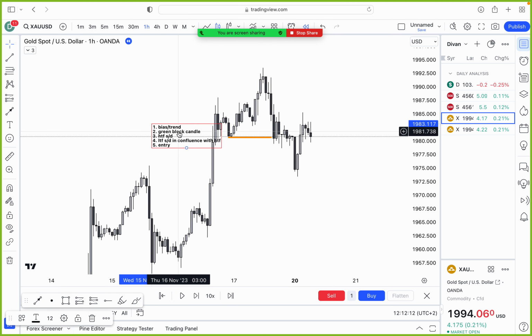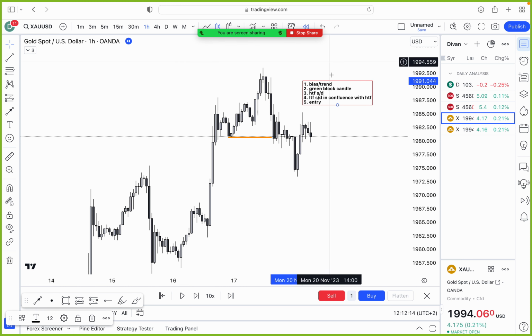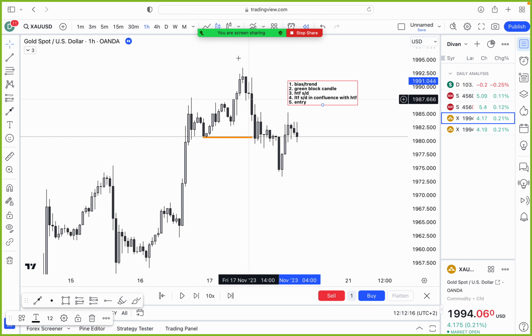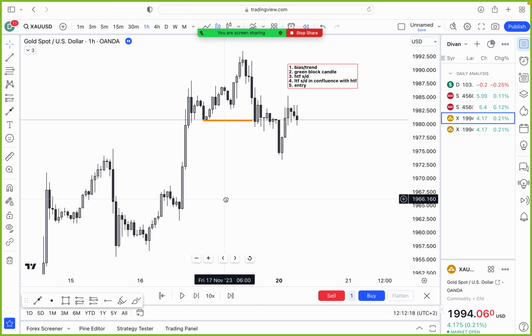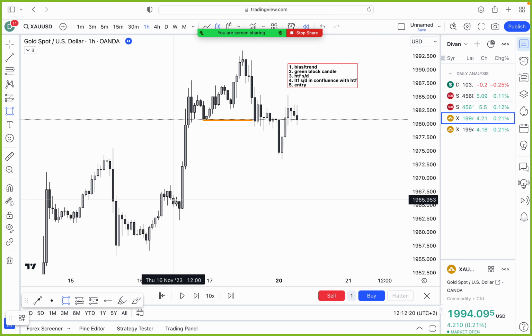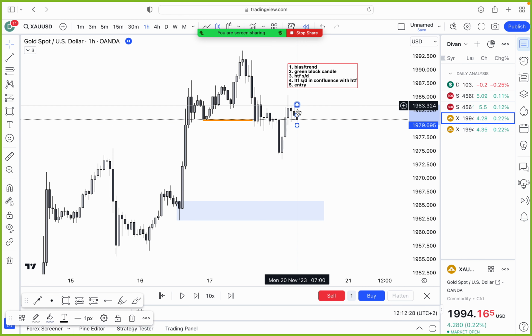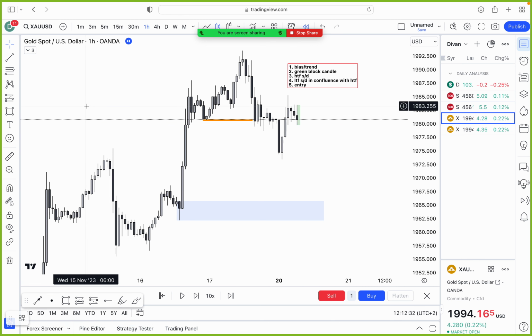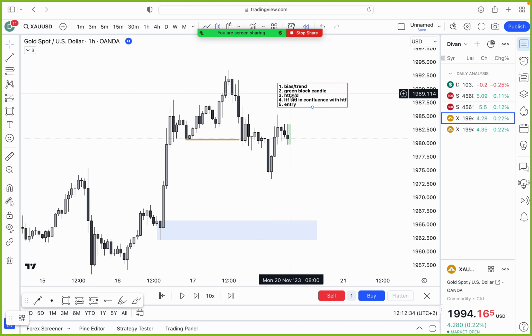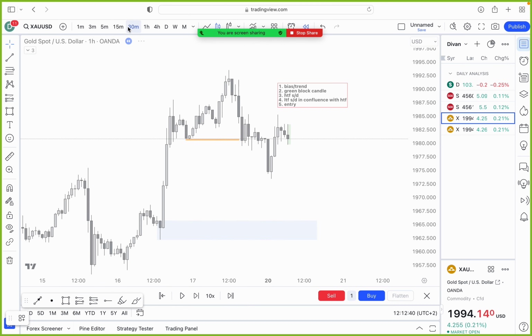Okay. So yeah, I didn't even bother going to the higher time frame. When I opened the 1 hour, I immediately saw this, and I immediately saw this as well. Okay. So let's just draw the 7 to 8. Let's do that. Okay, so our bias or whatever, it's going to be bearish. We have drawn our green block candle. Then we can go to the lower time frame.